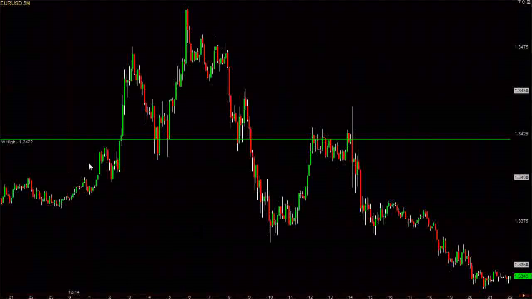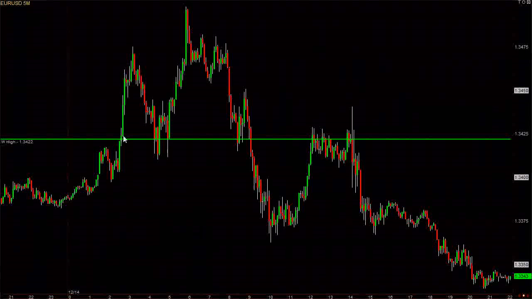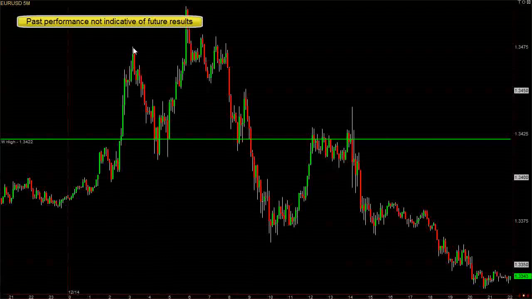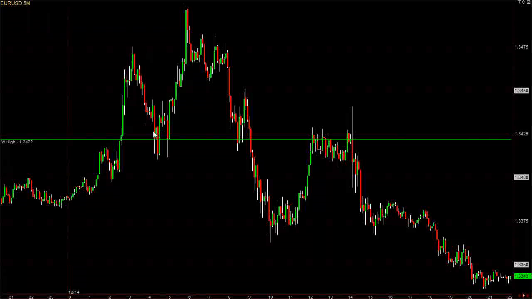Here in the euro dollar, you can see the price broke out, and a lot of times when the price breaks out above the previous week's high, day's high, or month's high, it usually pulls back and tries to test this area. And when the price comes down and tests that area, oftentimes it will continue up.